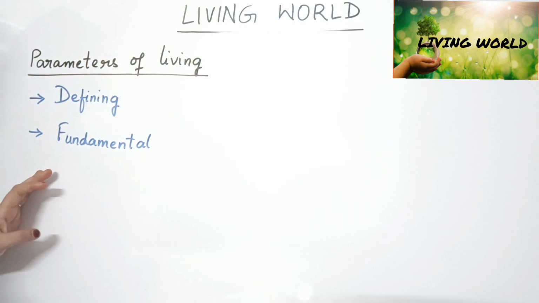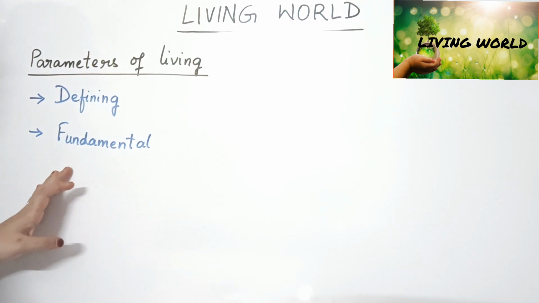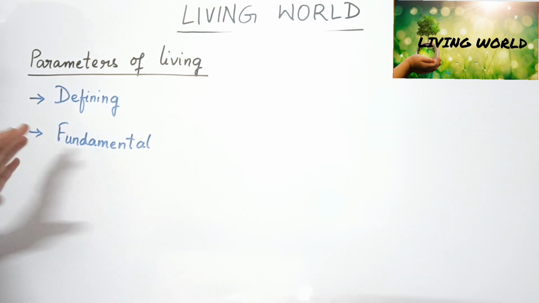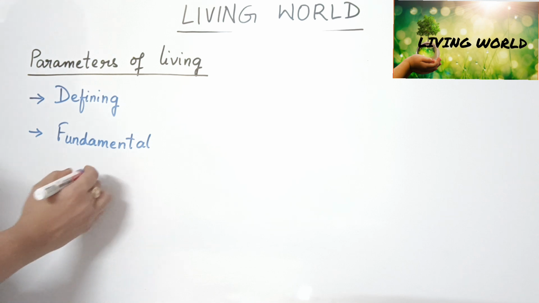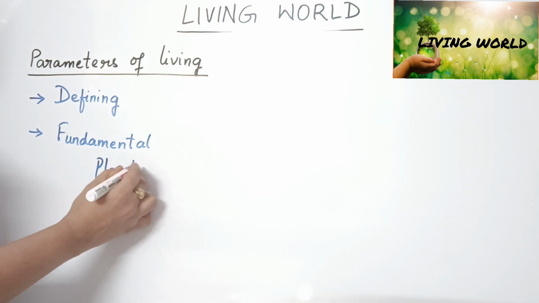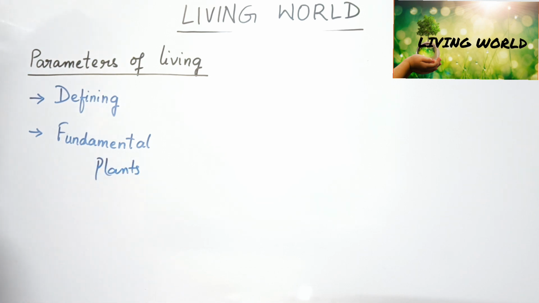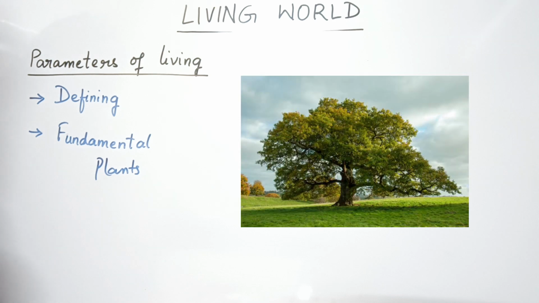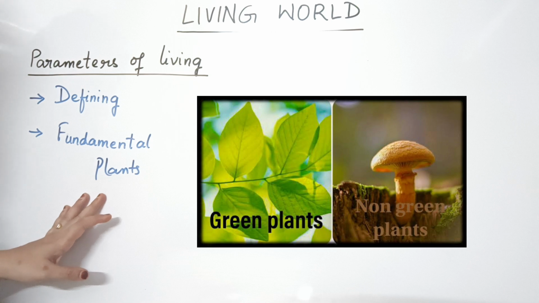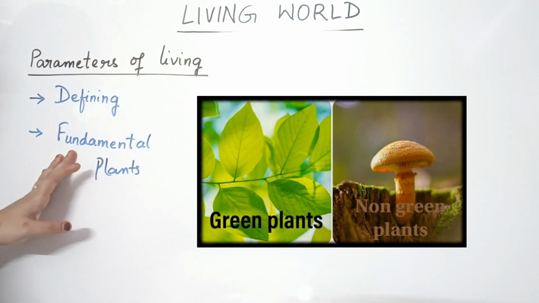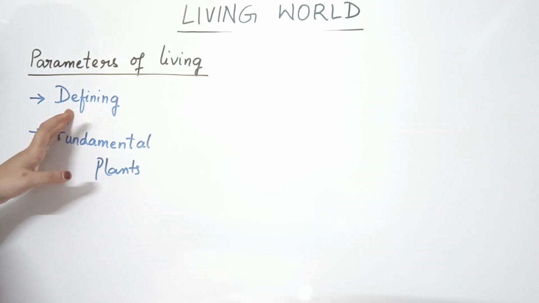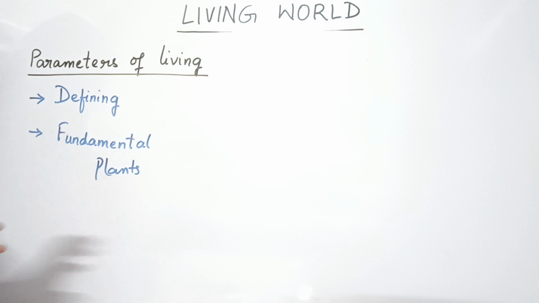When we are talking about the fundamental parameters, they may have a few exceptions in the living organisms. For example, plants are considered living organisms, but there are some exceptions: plants do not move, right? And there are certain more exceptions: in the plant category, some plants are green and some are non-green. So fundamental parameters may have exceptions, whereas defining parameters will have no exceptions.